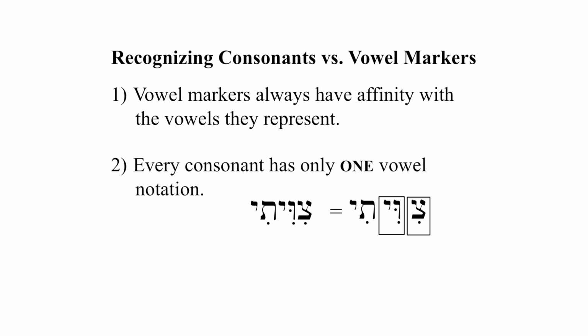The vav with a dot in it looks like a vowel, but it can't be. Because if it was a vowel, then you would have tsadi plus I plus U plus another I. You can't have three vowels together with one consonant. Tsadi already has a vowel. So the vav has to be consonantal, and it has a dot in it.